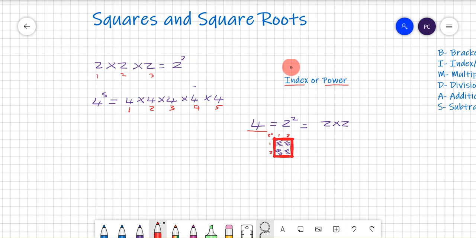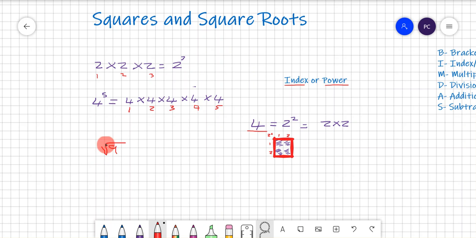So that's what's known as squares and what are known as index and powers. Okay, so that's the way that they work. The next thing we want to look at then are square roots. So if I was to take the number 9, for example, I can get what's known as the square root of 9.